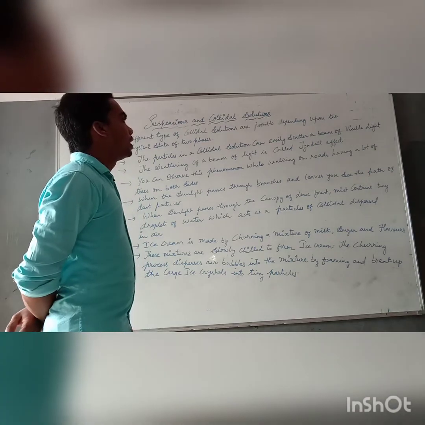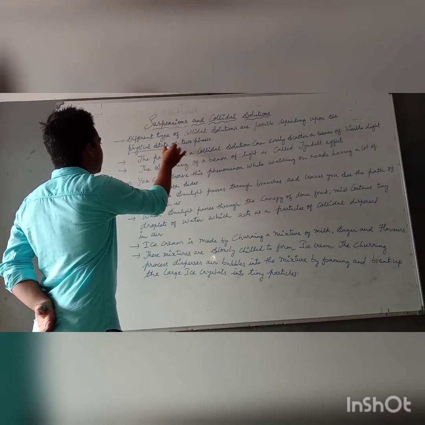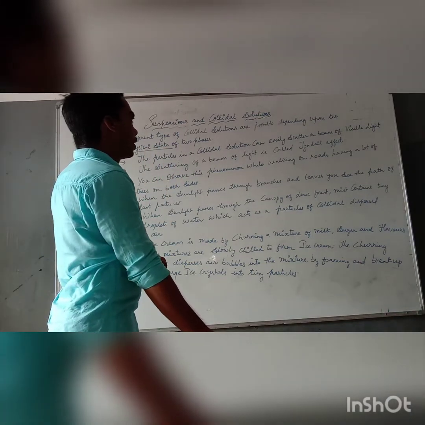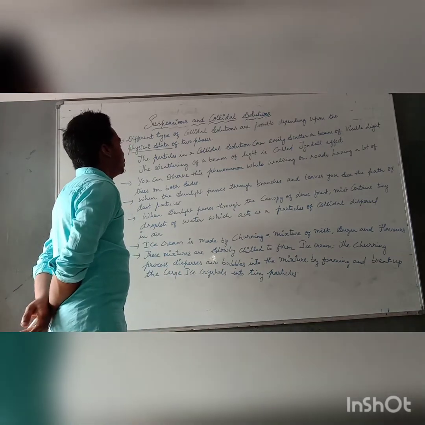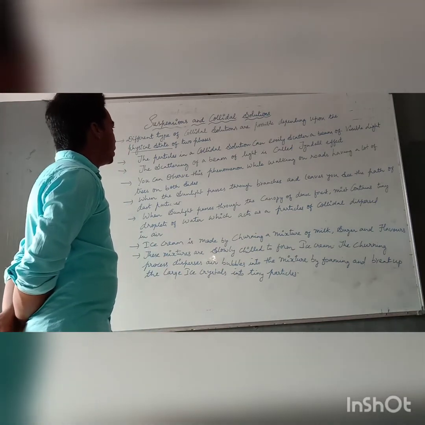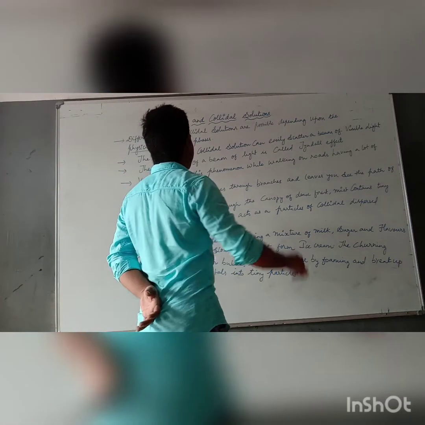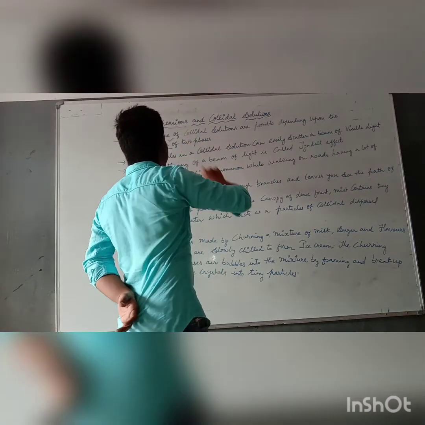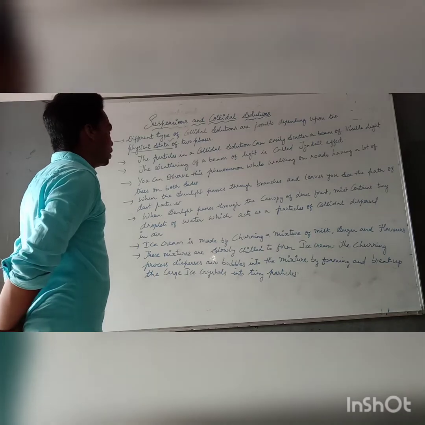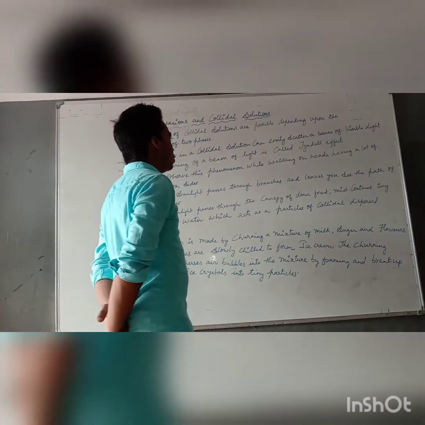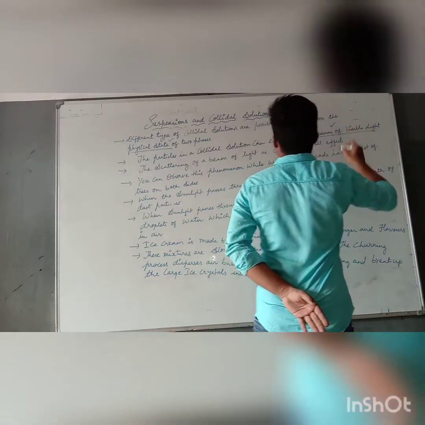Different types of colloidal solutions are possible, depending on the physical state of the two phases. The particles in a colloidal solution can easily scatter a beam of visible light.